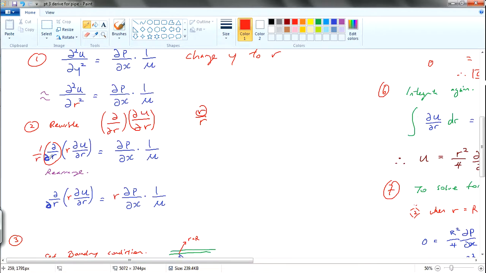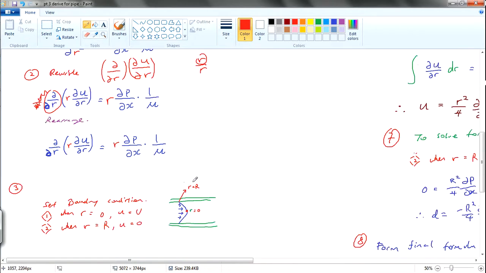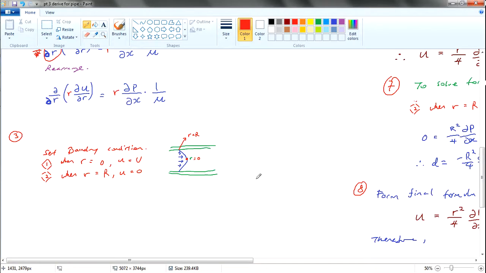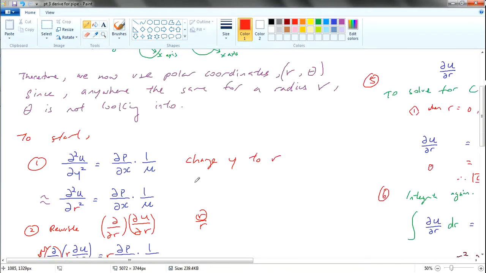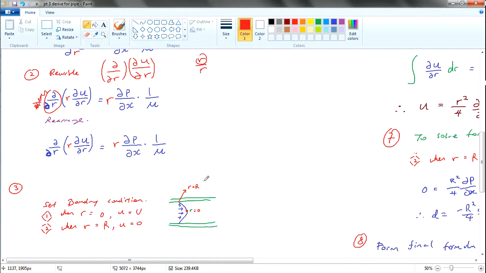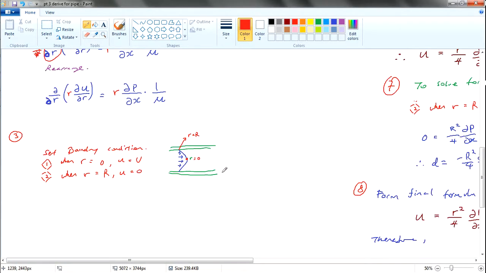And then after which I rearrange, I bring this 1 over r outwards. So this 1 over r becomes here, right? So this is what it is over here. The purpose of it, I have no idea. But once you have this, you can actually set boundary conditions. As you can see, we haven't integrated yet. We are just changing the coordinates to polar coordinates. That's all. Then now we set up the boundary conditions first.